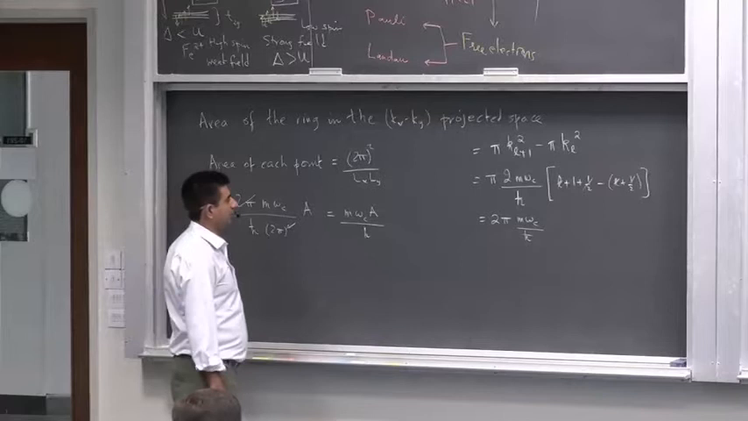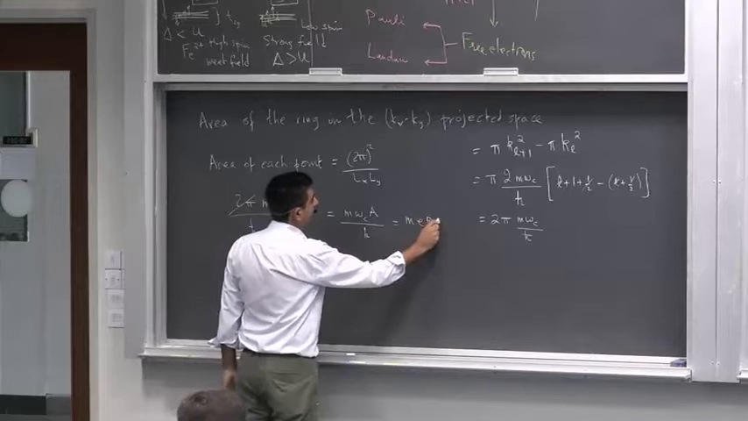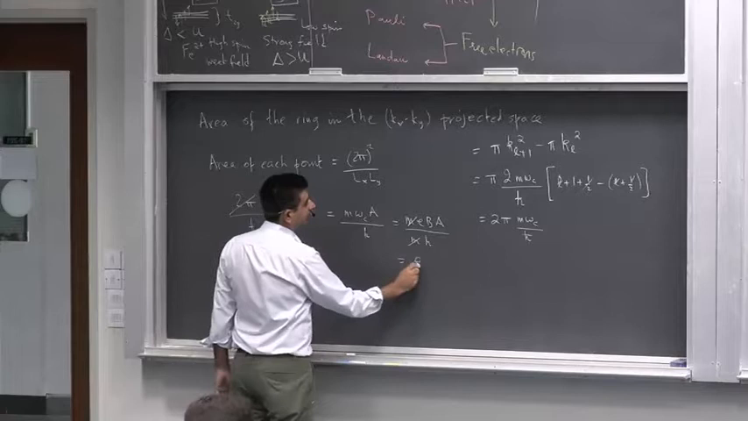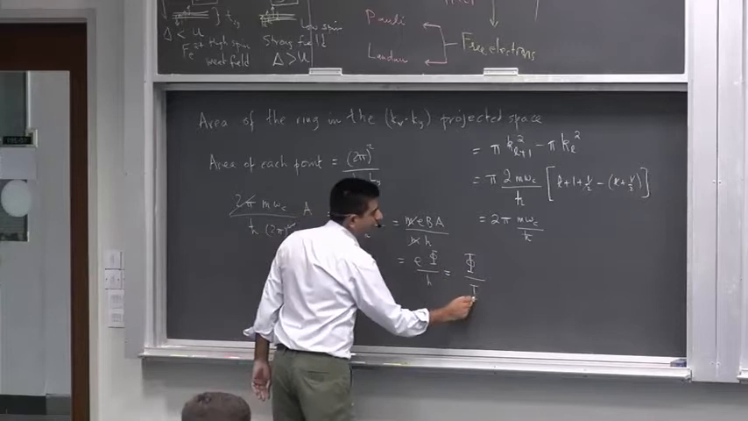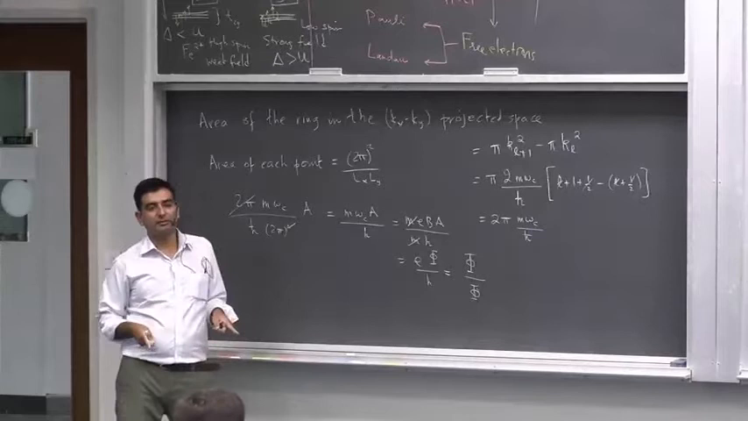Now omega c once again is eB over m. This is e flux over h. This is once again phi over phi naught. And if I multiply this with 2, because on each k point there could be 2 electrons, I get the same result. So this is really nice.